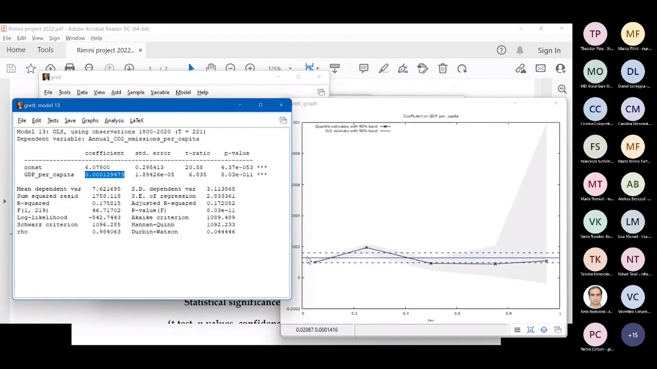So quantile regression tells us when CO2 emissions are relatively low, the response is different to the case when CO2 emissions are relatively high. In this specific example, we see that the blue and the black line are very close. So the degree of asymmetry in this case is limited. Was this okay? Yeah, perfect.